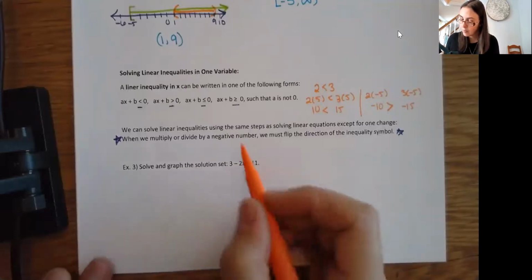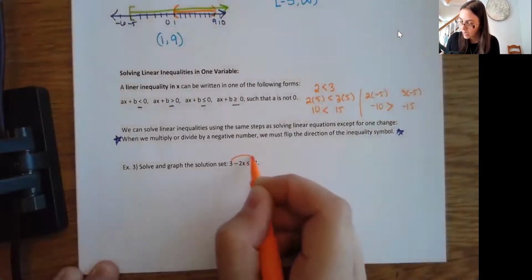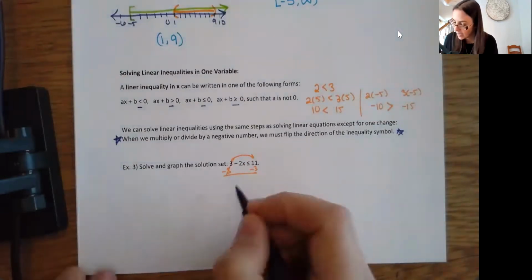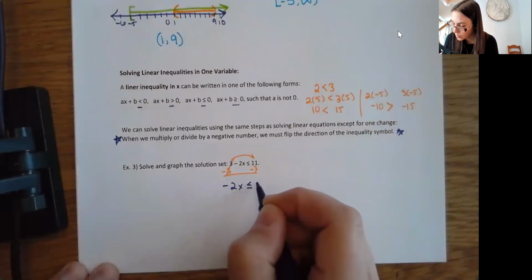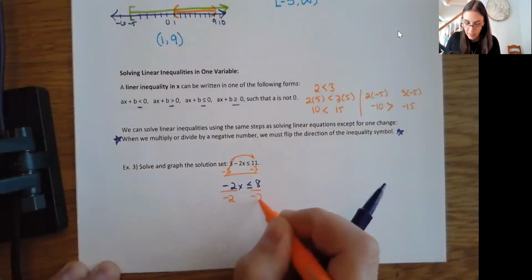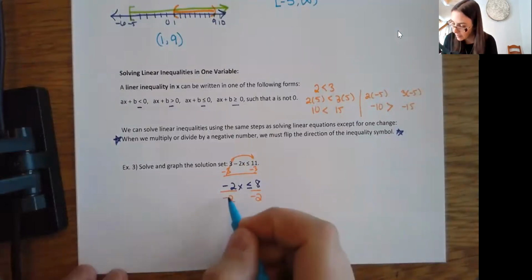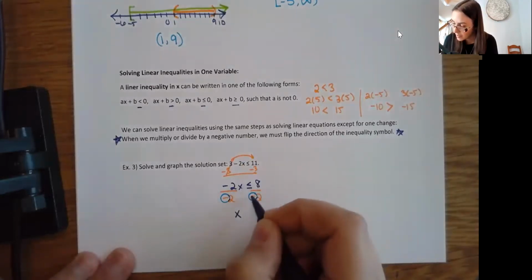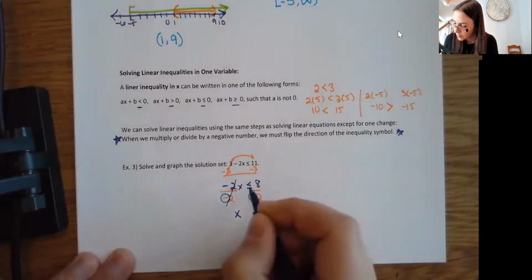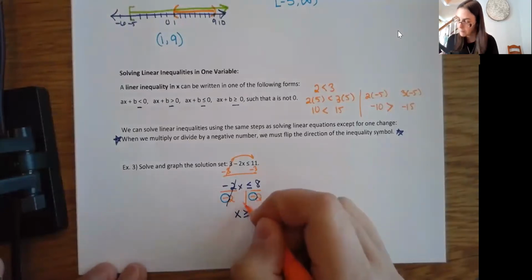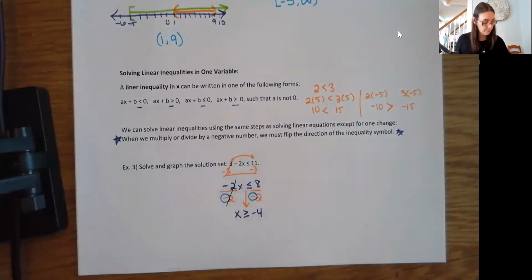So for this one here, I want to get the 3 to the other side. So I have -2x is less than or equal to 8. And then I'm going to divide by -2. Notice here, I'm specifically dividing by a negative. I don't care if the negative is on top, I care if it's on the bottom. So I'm dividing by that negative. I'm still going to get the same numbers, but I'm going to flip that direction. Okay, so that's going to be my answer here.